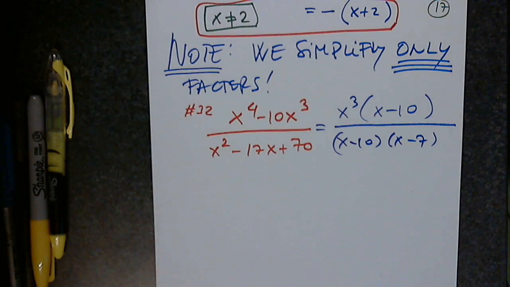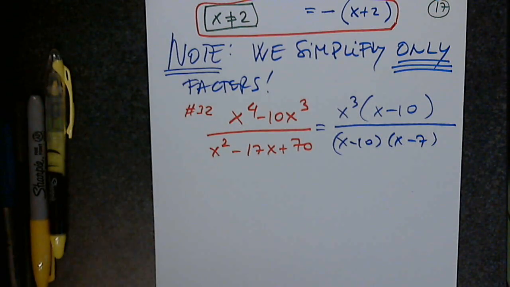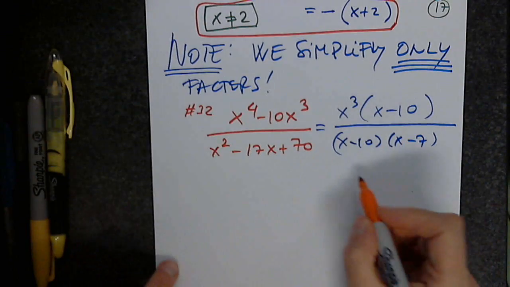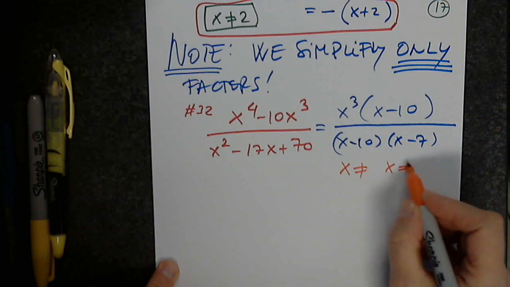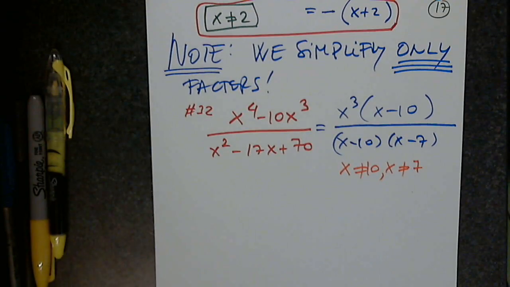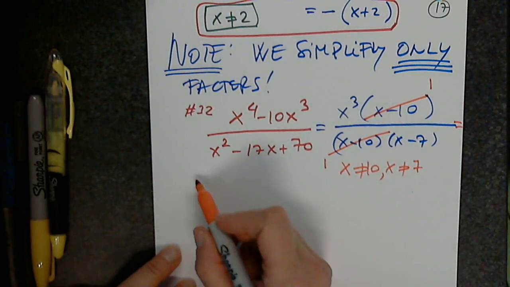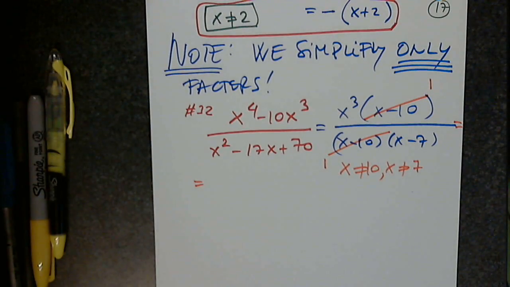Before I touch this, before I decide to simplify, I must state restrictions. I cannot state restrictions after I simplify. I have to state the restrictions right here, right now. And now, which factor goes away? Please put 1 and please put 1, because some may think that it's 0 in there.